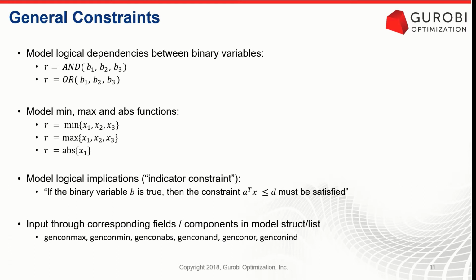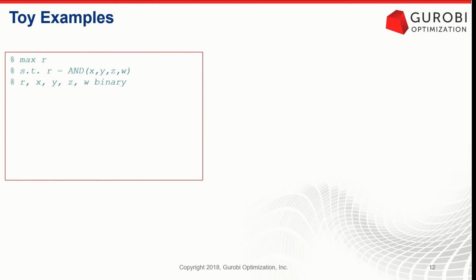All of these constraints are defined by setting the appropriate fields: genconmax, genconmin, genconabs, genconand, genconor, and genconindicator. The simplest way to get started with this is looking at a few examples.